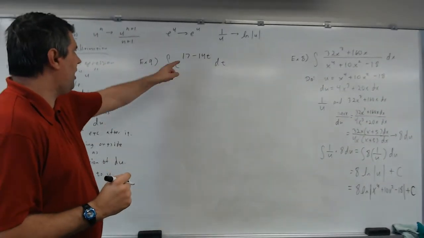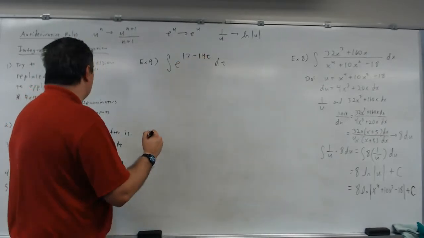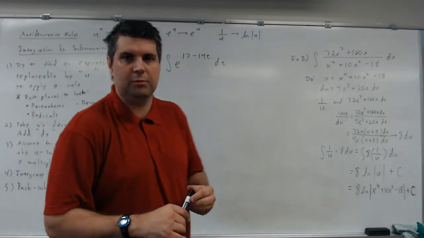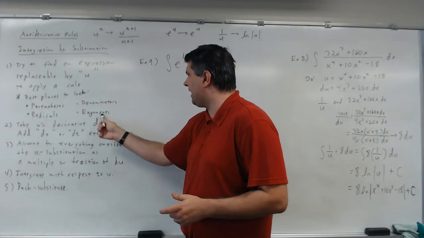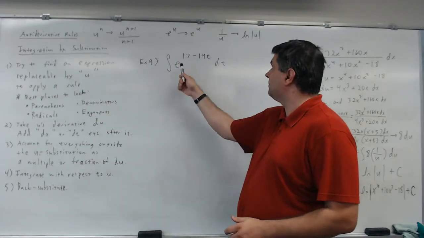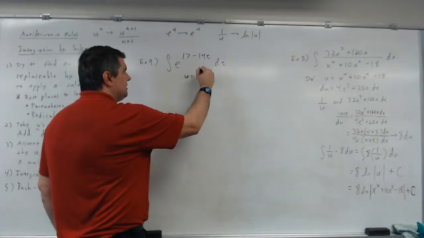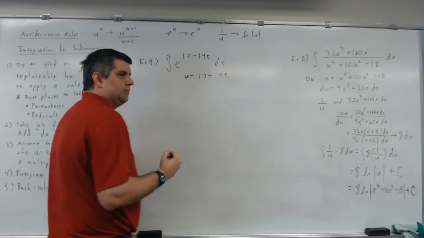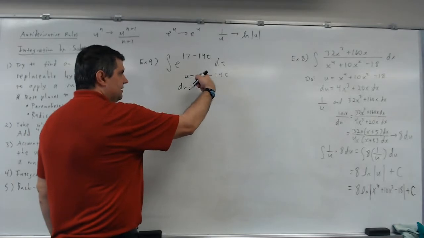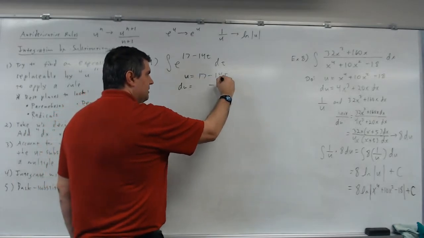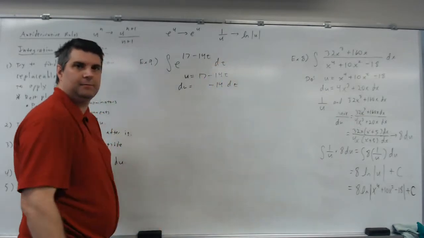So I have the integral of e to the 17 minus 14t power dt. So again, the best places to look for a u substitution are in parentheses, radicals, denominators, or exponents. Okay? So u will equal 17 minus 14t. du, the derivative of this is 0, and the derivative of negative 14t is just negative 14. So I have negative 14 and then dt.